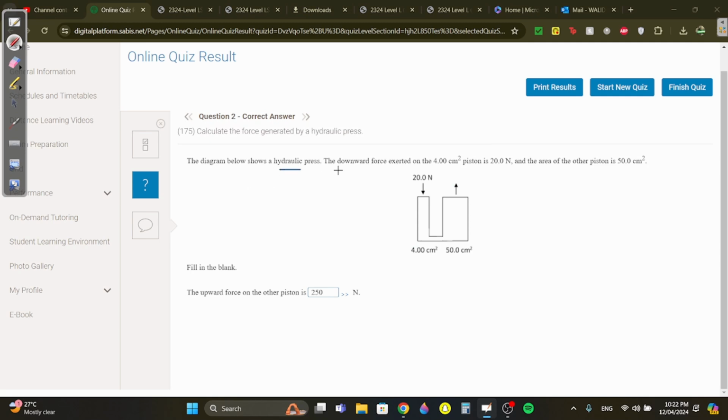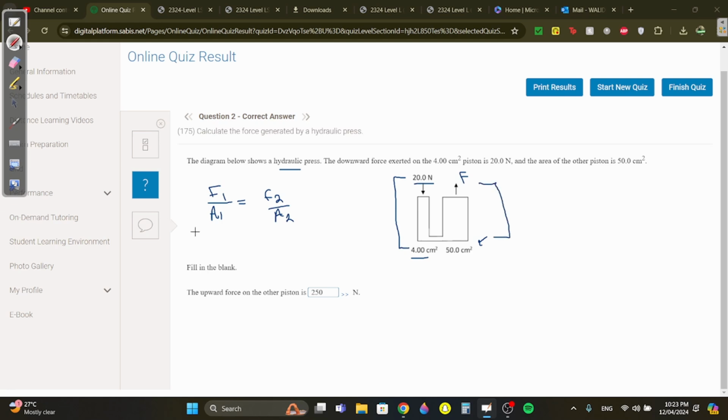Question 2, it's the hydraulic press. If you remember, you have a force and an area, and then they want the other force given the other area. The one I like to use is F1 over A1 equals F2 over A2, because remember, pressure equals force over perpendicular area, which was F over A. That's the important part. Always remember, F1 over A1 equals F2 over A2.